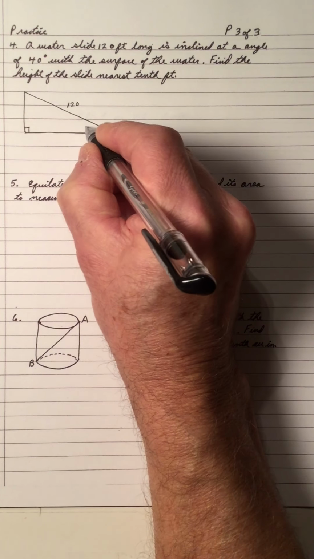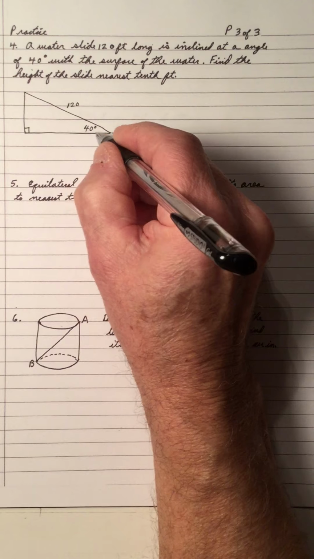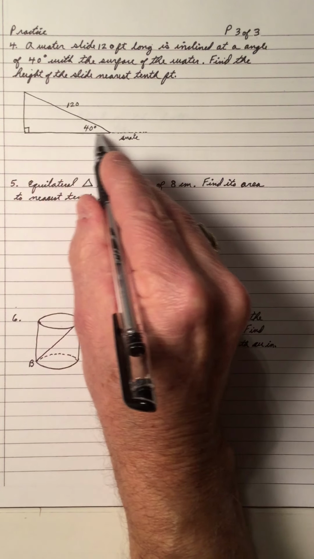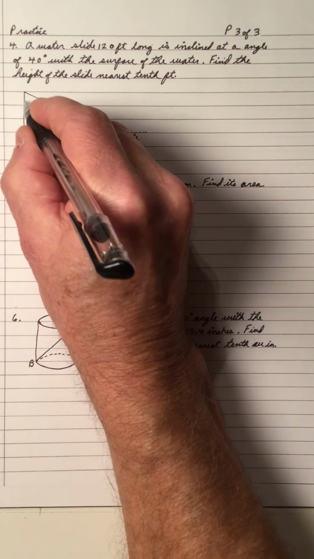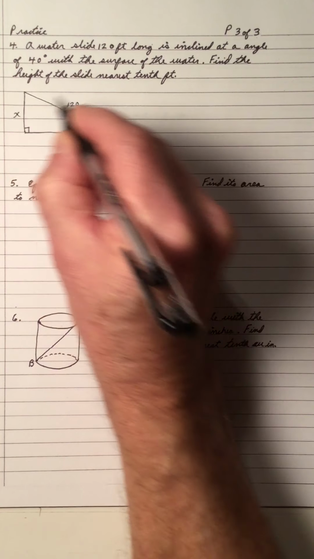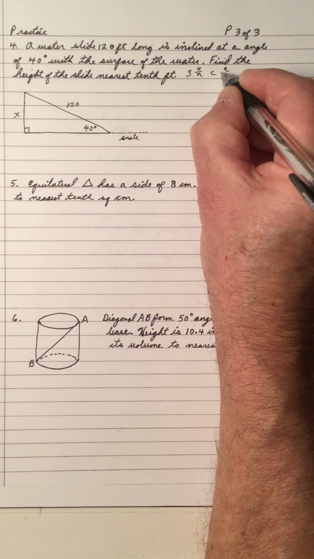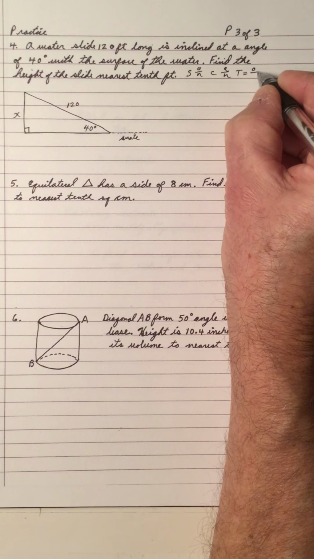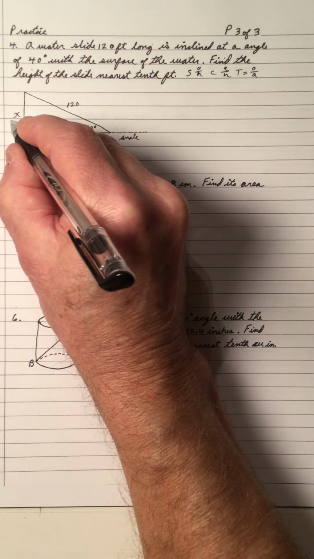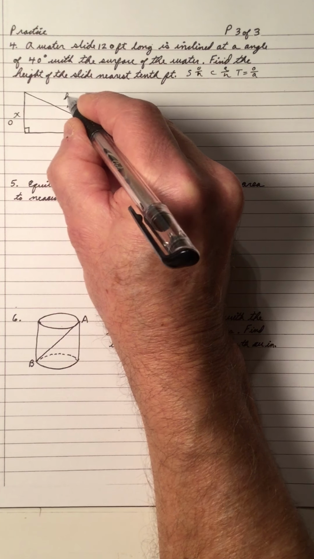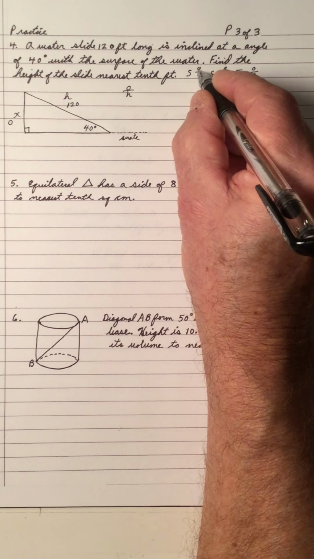So there's the surface of the water. So 40 degrees is the angle of inclination or the angle of elevation. Same thing. So the water slide makes a 40-degree angle with the water. Find the height of the slide to the nearest tenth. So there's the slide. So the height is x. Sine is opposite over hypotenuse, cos is adjacent over hypotenuse, tan is opposite over adjacent. That's an H there. And so in relation to the 40-degree angle, this is opposite and this is hypotenuse. So opposite over hypotenuse is sine.